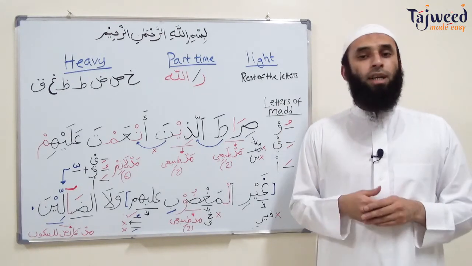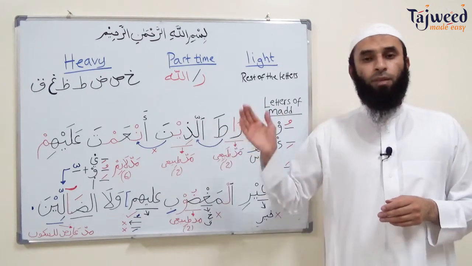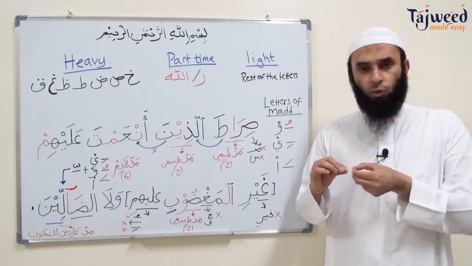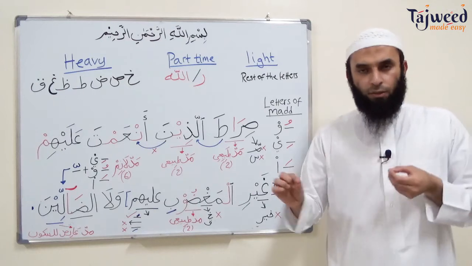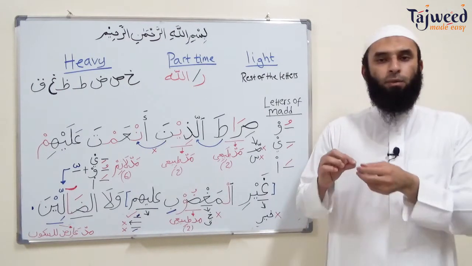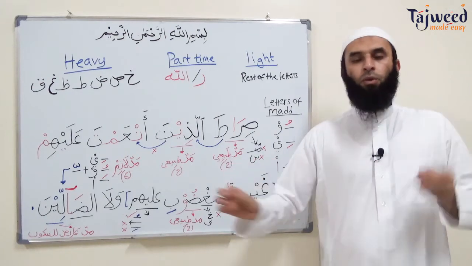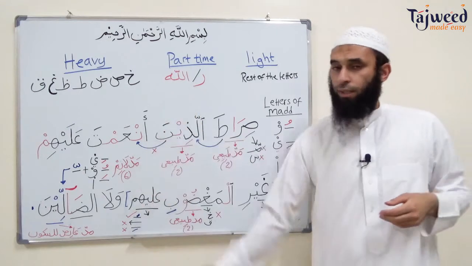We talked about mad arid li-sukun. All the endings of Surah Al-Fatiha end with mad arid li-sukun, meaning we can stretch the last words of Surah Al-Fatiha to 2 counts, 4 counts or 6 counts. Like you can say Alhamdulillahi Rabbil Alameen, 2 counts, 4 counts, or 6 counts. All the endings of Surah Al-Fatiha.